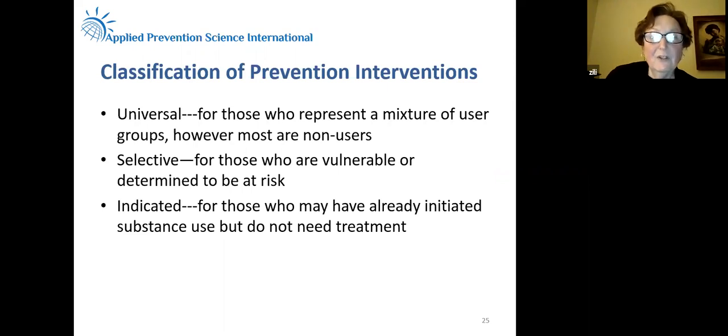There are universal prevention interventions that target groups that have a mixture of non-users as well as users. Selective are interventions that address vulnerable populations that may be at risk. Probably the biggest group that would fall into that would be the children of substance users. And then there are the indicated prevention interventions that actually address individuals who may have initiated use but do not need treatment.